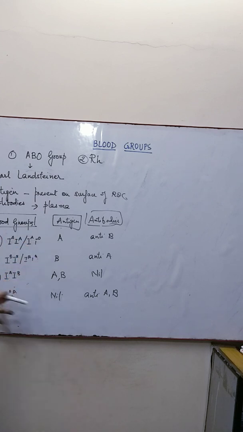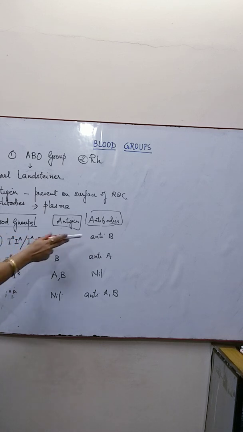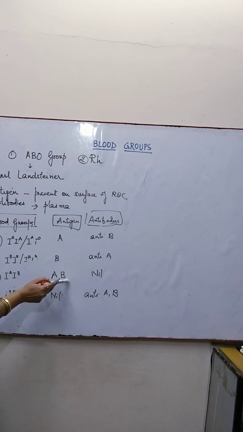Now let us try and understand. A has antigen A and antibody B. B has antigen B and antibody A. AB has AB antigens, so nil antibodies, because this plasma is exposed to both types of antigen. And here, the plasma is not exposed to any type of antigen, so it has antibodies against A and B. Therefore, individuals in blood group A can only give blood to recipients of A and AB only. The O can give blood to A and O type only.